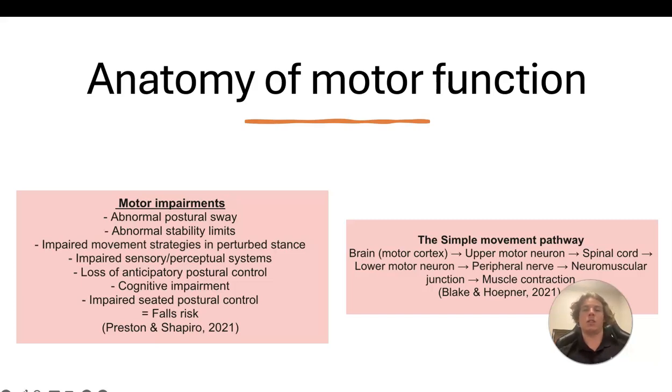When the signal reaches the spinal cord, upper motor neurons connect with lower motor neurons. These lower motor neurons then leave the spinal cord through nerves traveling all the way to the specific muscle.